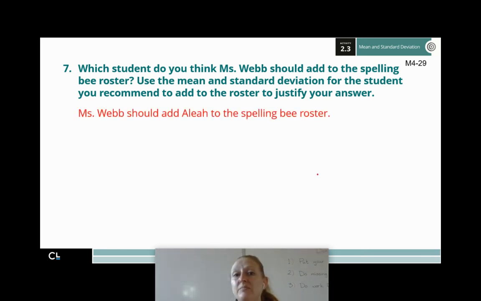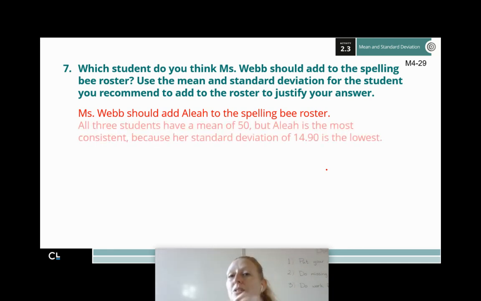So I chose Aaliyah. I think Miss Webb should add Aaliyah to the spelling bee roster. They all had the same mean, but Aaliyah is the most consistent, right? Because her standard deviation of 14.9 is the lowest, that means her data is mostly hanging around that mean. It means that she's very consistent in her scoring. So I would pick Aaliyah. If they all have the same mean, if they all have the same average, then I would go with Aaliyah just because she's more consistent, that tighter standard deviation.